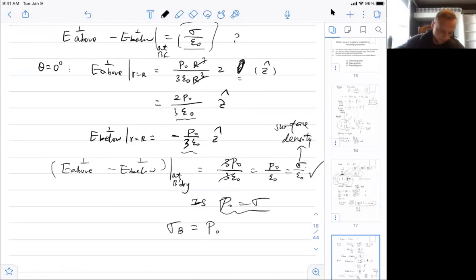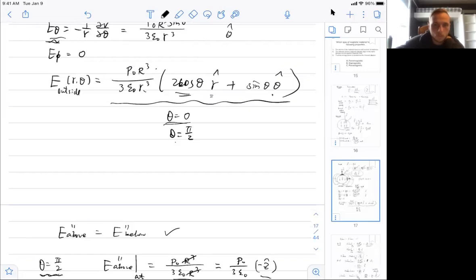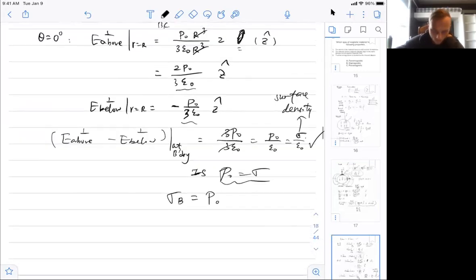And I have checked that my second boundary condition is also met, making sure that I did my calculation correctly. I didn't make any mistakes. So it's something you can always check.